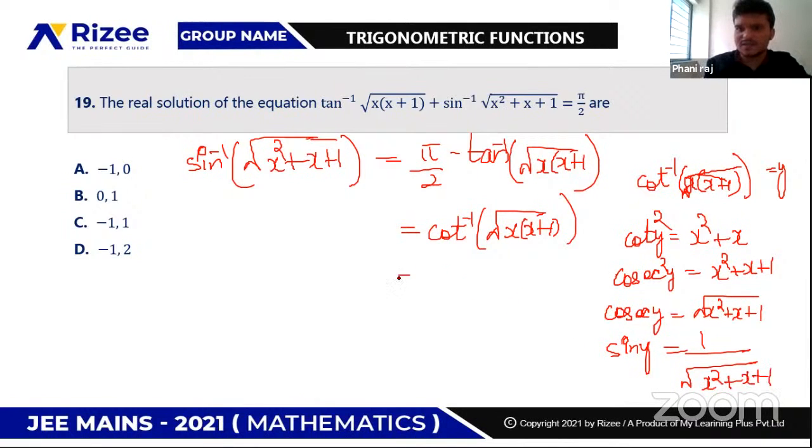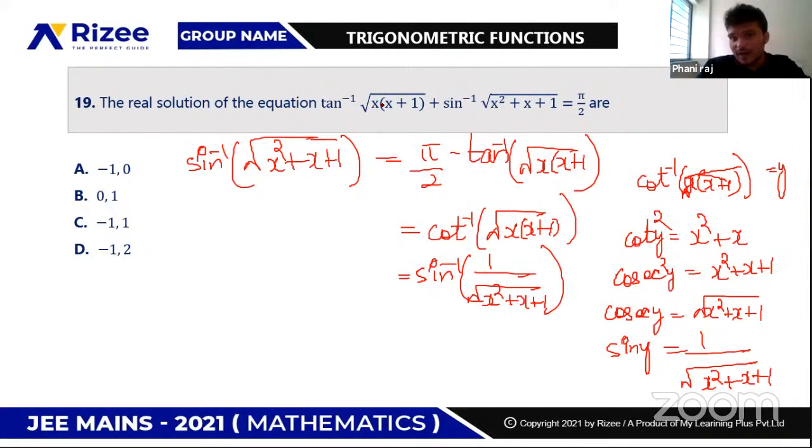So this is same as sine inverse of 1 by under root x square plus x plus 1. You see, this is exactly why I did all this. I did not stop at cot. I did not stop at cosecant. I came till sine and stopped there because on the left side also there is a sine inverse. You can cancel them both and equate them both. So this is how we should think in the exam. Whenever there are two different trigonometric functions, always try to equate them both.